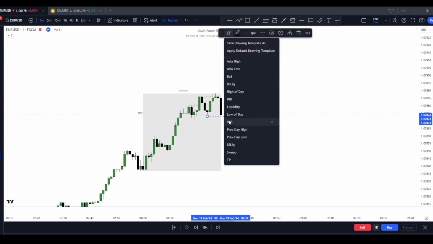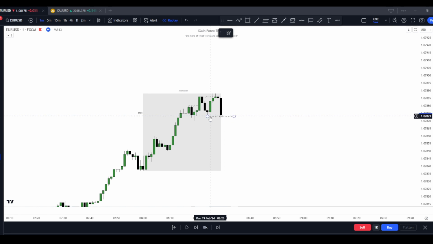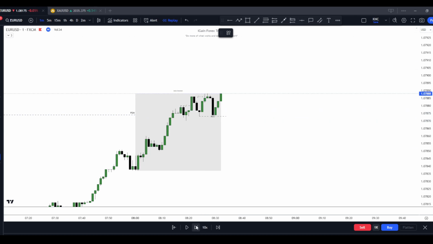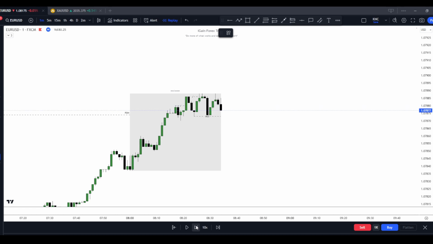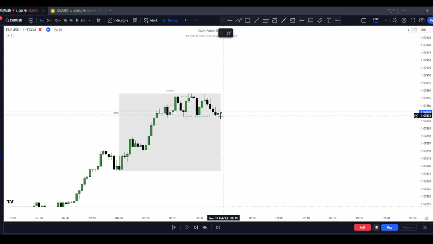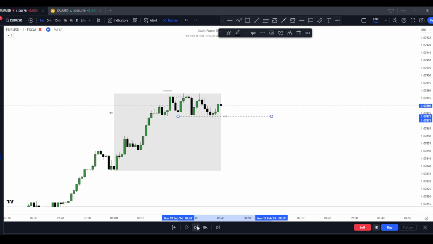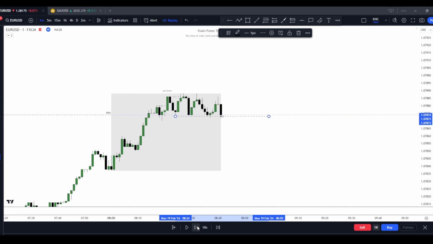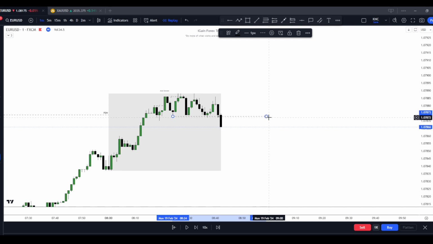Oh, no, market structure shift. So we wait to see a closing below this low here. Okay. So we still do not have our closing below. Okay, there we go, guys. We have here this market structure shift.